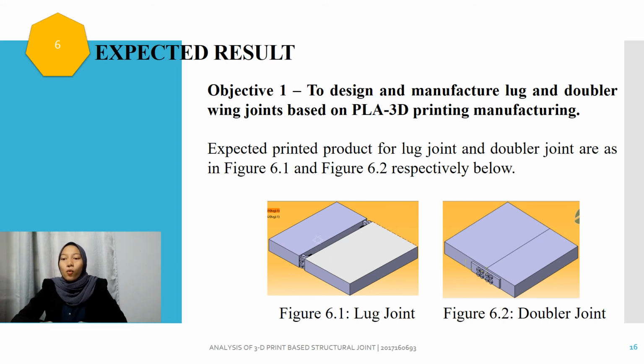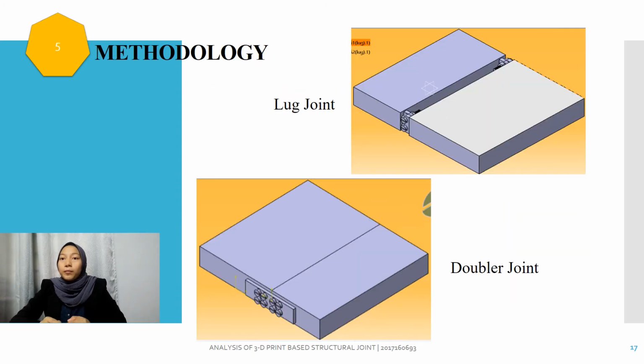So the objective 1, to design and manufacture lug and double wing joint based on PLA 3D printing manufacturing. Expected printed products for this joint are as in the figure shown in the slide. This is the bigger view of the drawing. The lug joint will be connected by nylon screw, same as the double joint, and the double joint is located at both sides of the wing box.